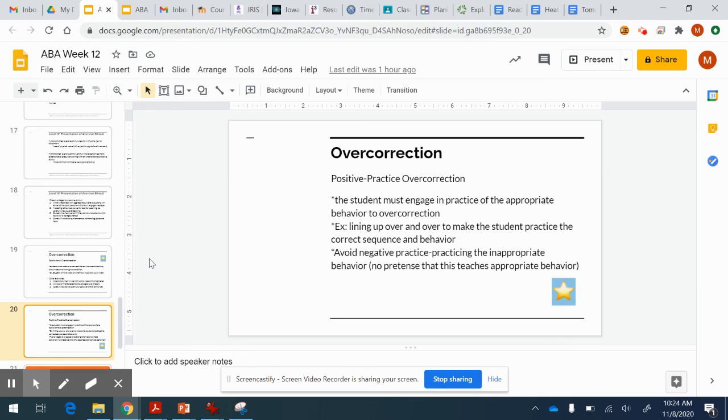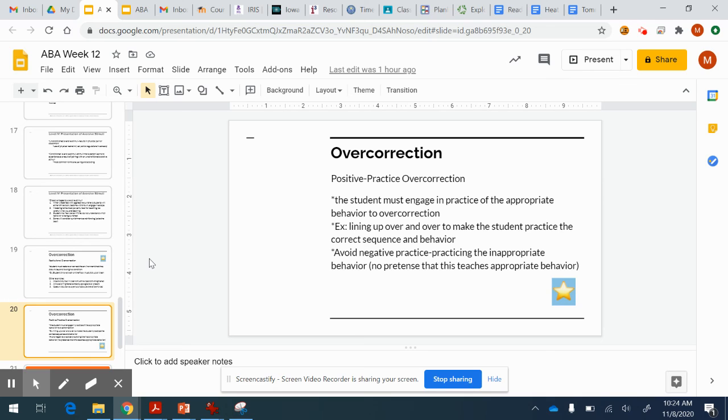The second kind of overcorrection is positive practice overcorrection. This is where the student must engage in practice of appropriate behavior to the point of overcorrection. So for example, lining up over and over again to make the student practice the correct sequence and behavior. We want to make sure that we avoid negative practicing. We don't want to practice the inappropriate behavior.